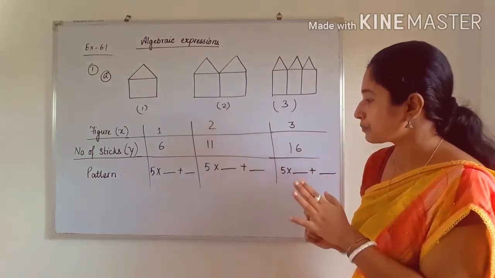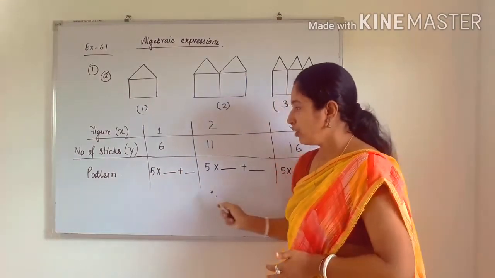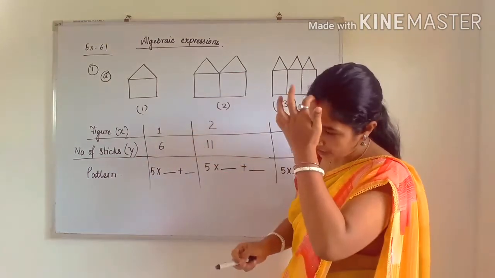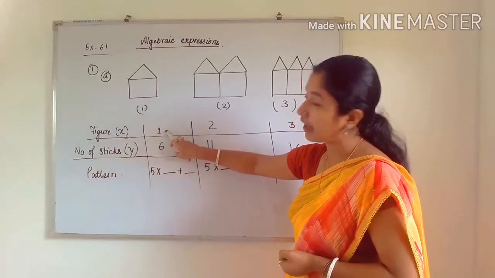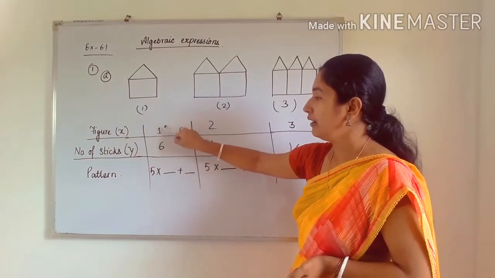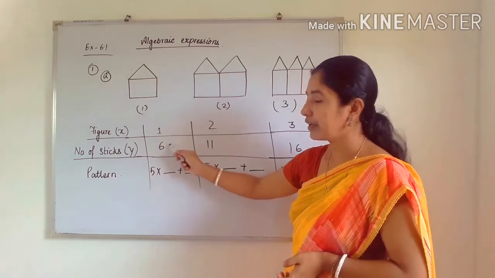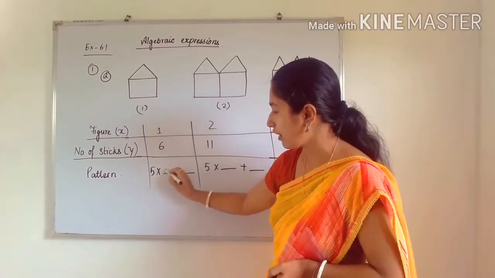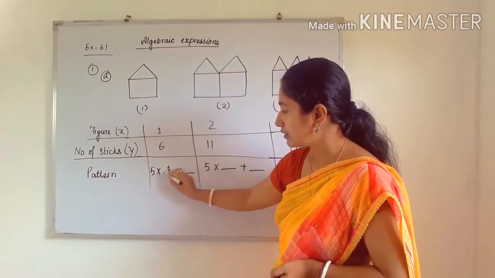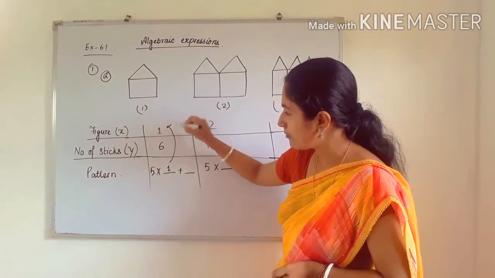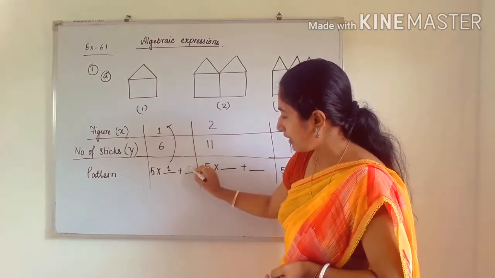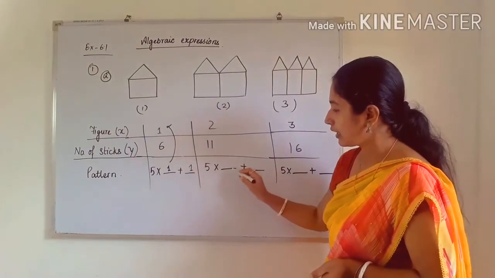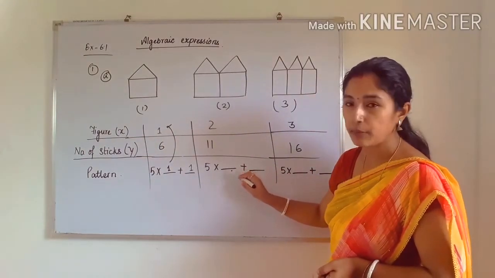See here, the first one is written. Now you have to see the relation between 1 and 6. How to find the relation? See, if you multiply this 1 with 5 and add 1, then we will get what? 6, and 6 is the number of sticks. That means we have to multiply 5 with 1, and this is the figure number, that is 1, and I am adding 1 to it. Similarly, you can see in the next one. If you want to write the pattern, how to write the pattern in the next one?